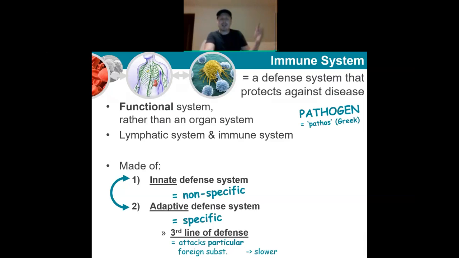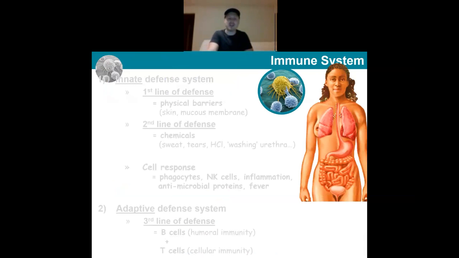However, I do want to show that even though it's a division into two, these two have some overlap, and often one helps the other, so it's not quite as clear a division. So we're going to be focusing on the innate immunity first, and then just mention in very few words something about adaptive immunity.